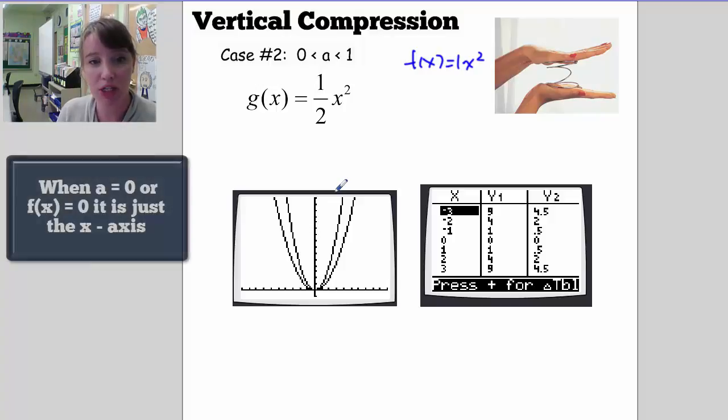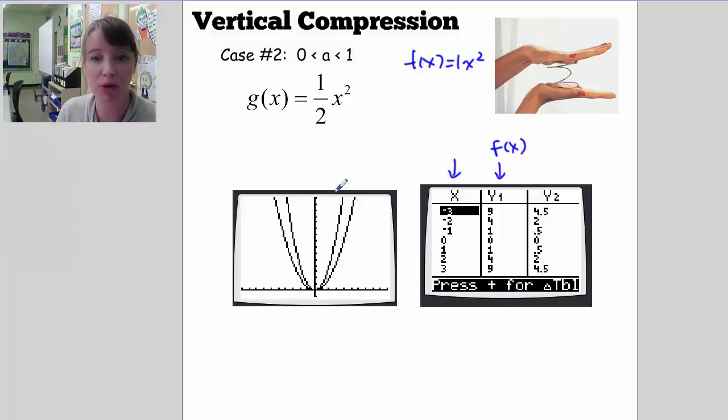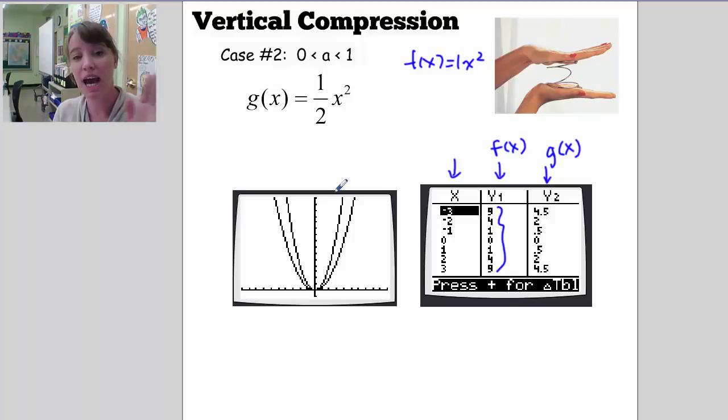Now, when a is a fraction, I want you to look at the table and see what happens. Remember, these are the input values, this is the output values for the parent function, and these are the output values for this new function g of x. What happens is it takes all the old output values. Remember, it's happening outside the square. So first we square them, we get 9, 4, 1, 0, 1, 4, 9. And then we take half of all those values. So now we have 4.5, 2, 0.5, 0, so it's half of all the original values.